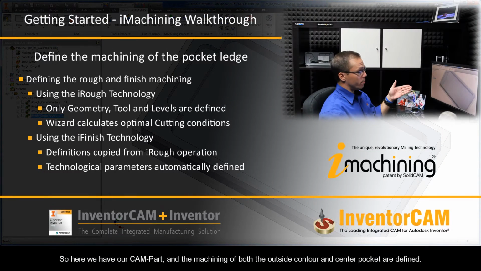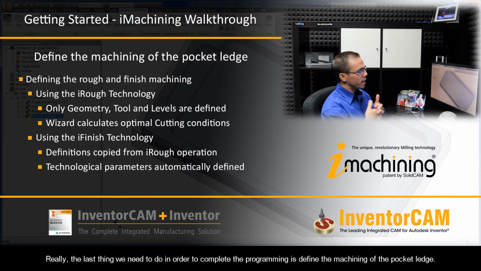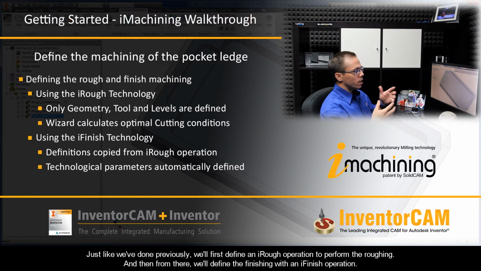So here we have our CAM part, and the machining of both the outside contour and center pocket are defined. Really, the last thing we need to do in order to complete the programming is define the machining of the pocket ledge. Now, just like we've done previously, we'll first define an iRough operation to perform the roughing, and then from there, we'll define the finishing with an iFinish operation.